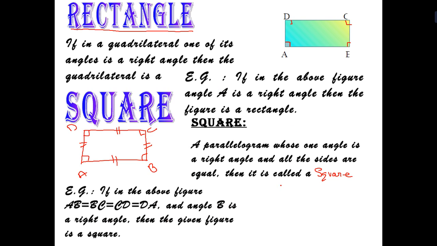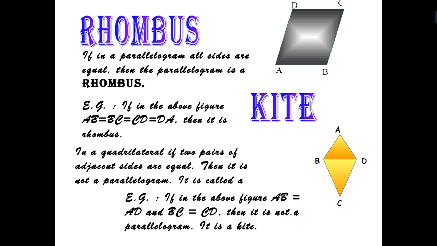So first, that is trapezium. Afterward, parallelogram. Afterward, rectangle. Afterward, square. Now, rhombus. In a parallelogram, if all sides are equal, then the parallelogram is a rhombus. All four sides are equal, not the angles. In the above figure, AB is equal to BC is equal to CD is equal to DA. Then it is a rhombus.